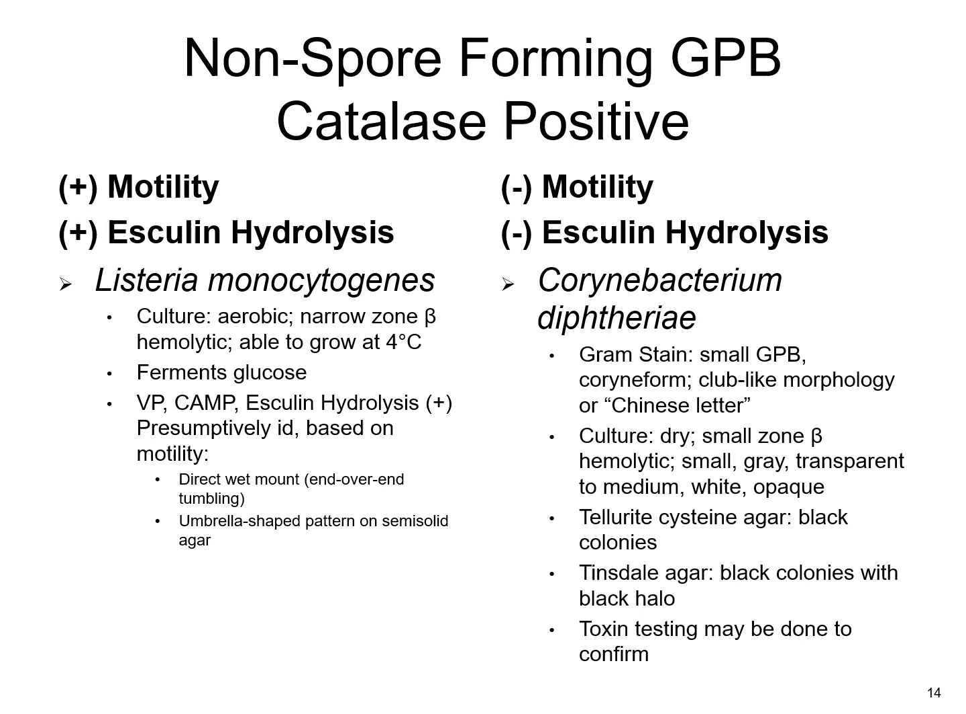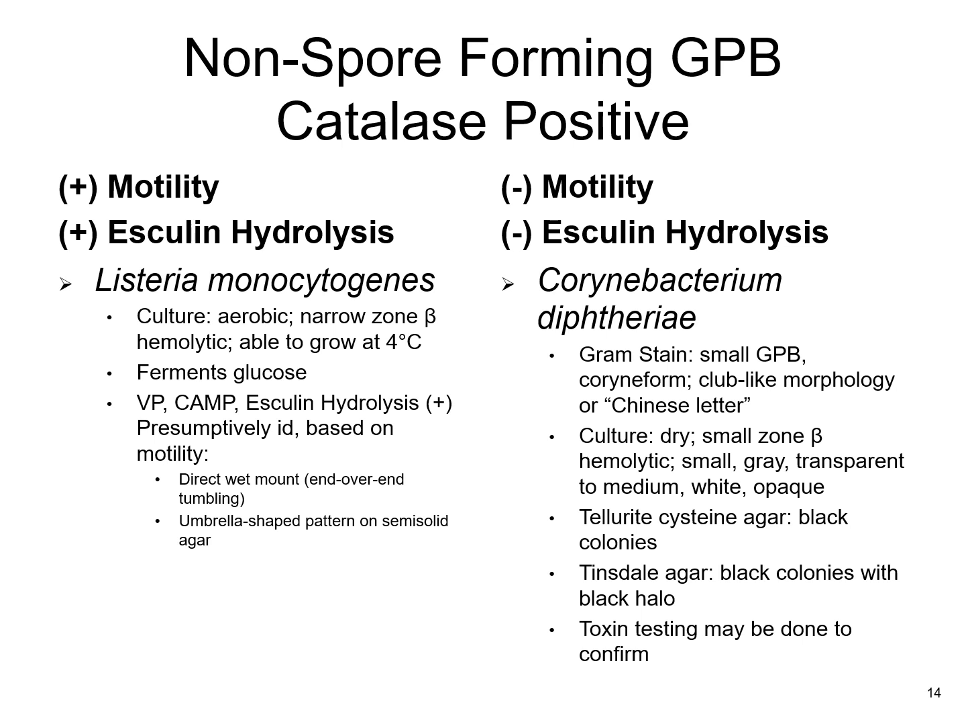Presumptive ID can typically be done based on the motility. With that, you can do a wet mount where you let this organism incubate for a couple hours in a broth type media, and then once you put it under the microscope and look at it, you can see that organism flipping around end over end with a tumbling type motility.